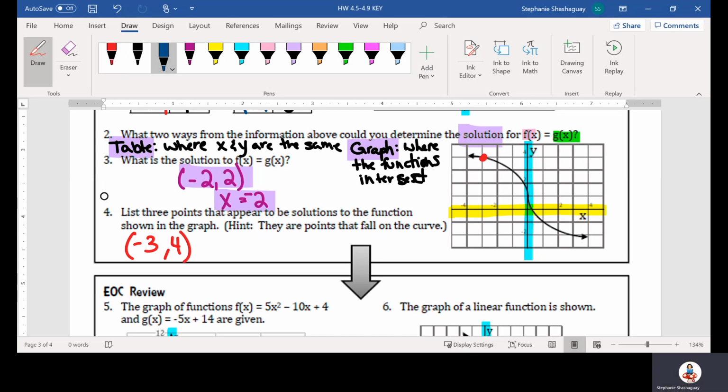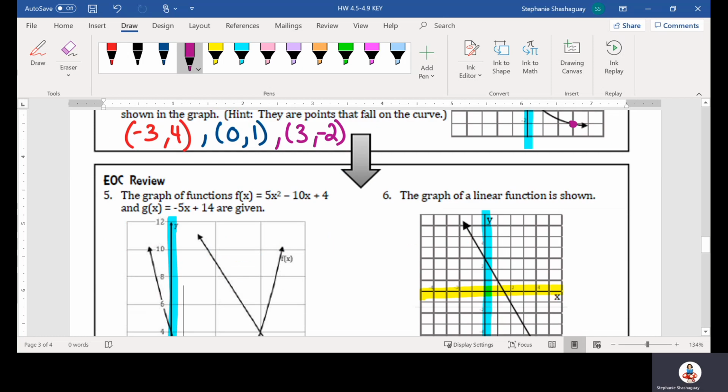The next point that I would pick, we'll go right here at the y-intercept. That's going to be when my x is 0 and my y is 1. The third point that I'm going to pick is right down here. And that's going to be 3 and -2. So what that's telling me is these 3 points all fall on the curve. All right.